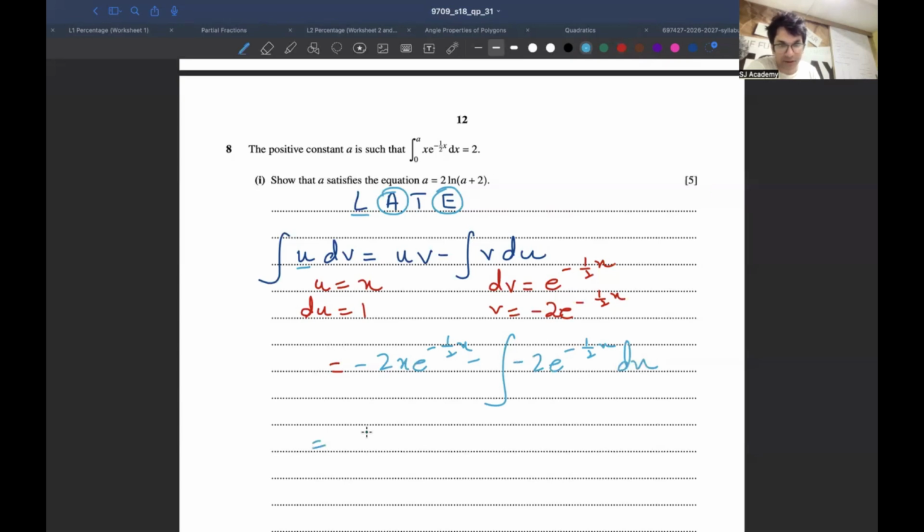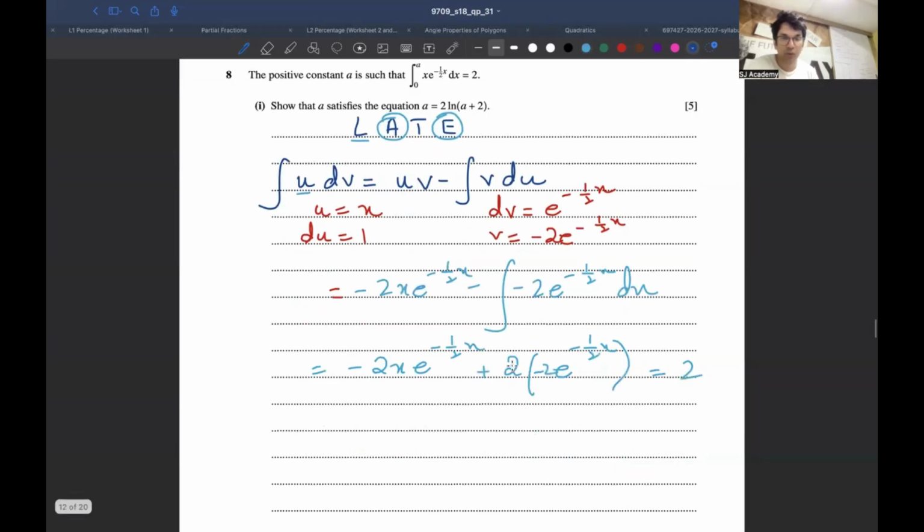Now integrating this function, this will become 2x e power minus half x. Minus minus becomes a plus. We'll keep the 2 over here. And integrating e power minus half x, we'll again get e power minus half x. And when we divide by minus half, the minus 2 will multiply over here. And this, after applying the limits, will be equal to 2.